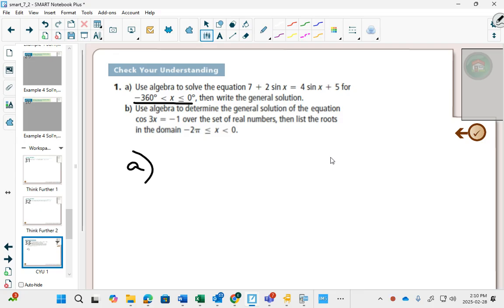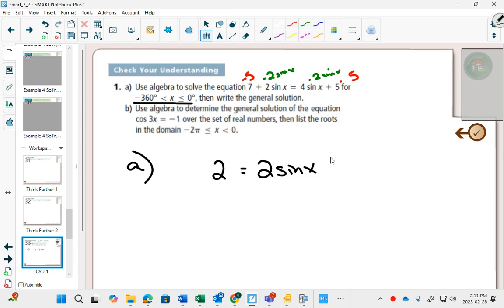First of all, notice you have some like terms. The 2 sin x and the 4 sin x could be combined. I would probably combine them on the right-hand side. Are you okay if I subtract 2 sin x from both sides? That makes sense to have that on that side? Then I would probably subtract 5 on both sides as well. That would just leave me with 2 here.